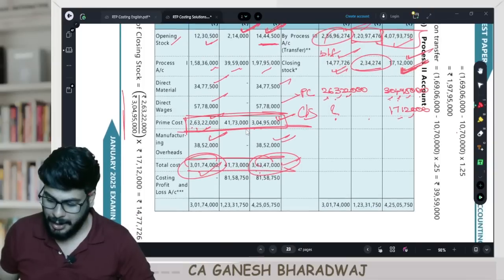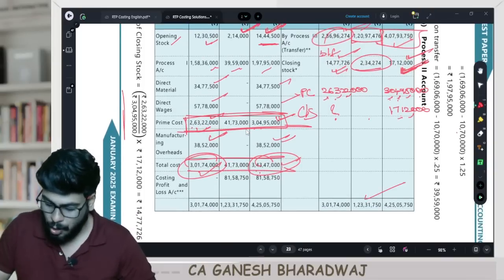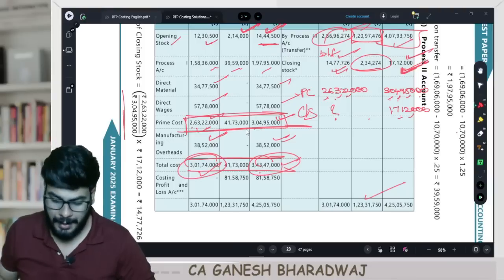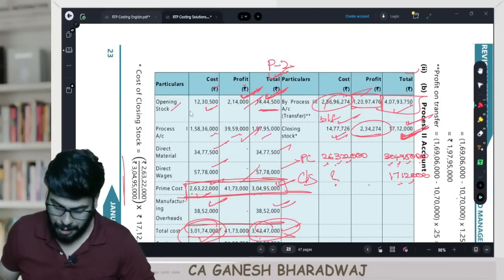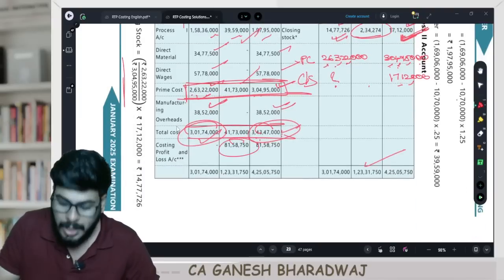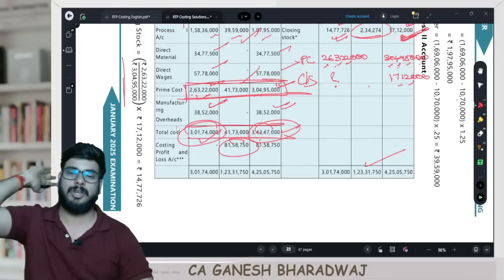And now what happens? This profit column you have, right, 123,31,750, right? Out of that, you remove all these things. That is, the balancing figure of this particular profit column is going to be the profit of that particular process. Are you clear with this?